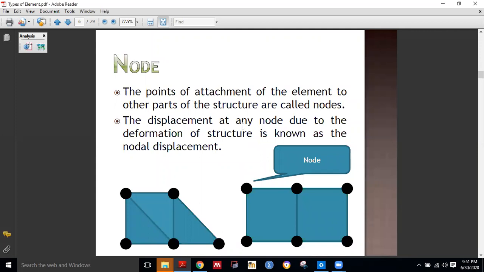The displacement at any node due to the deformation of the structure is known as nodal displacement. Suppose this figure is there and this is having some structure. We will consider this as a structure. Then this is having one, two, three, four, five nodes, but it is having three elements, that is, three triangular elements. So one triangular element has one, two, three nodes. Suppose I consider this triangle, then this triangle is having three nodes, and those three nodes are connected to this triangle node.